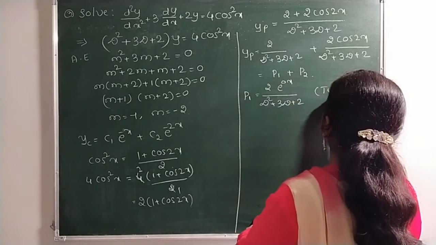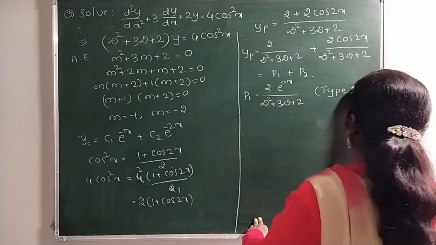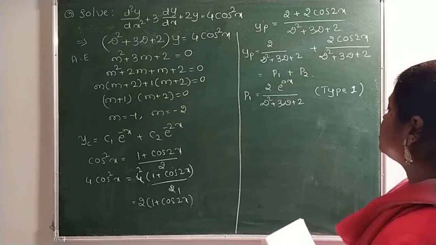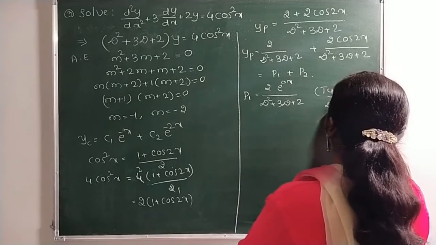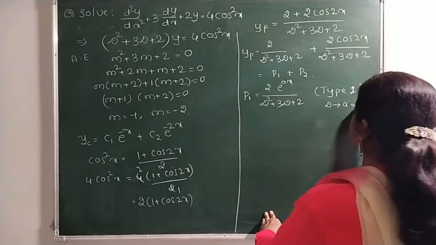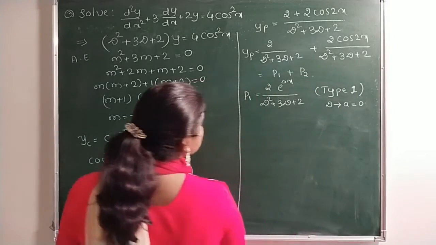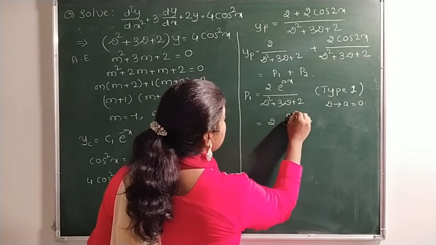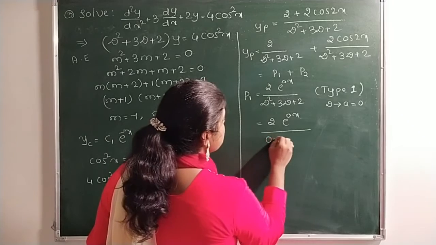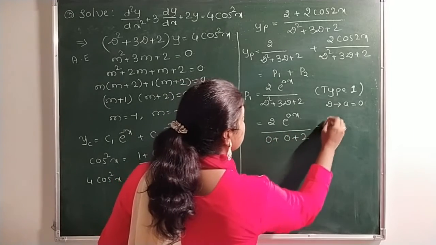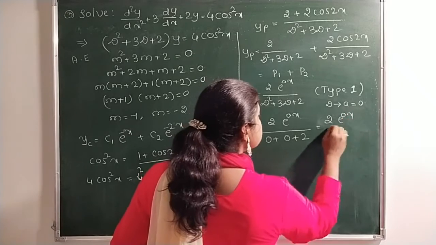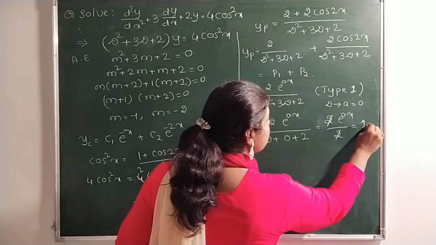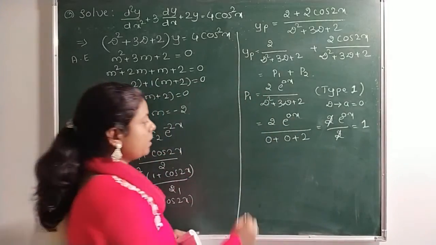Means here you have to apply type 1, because whenever you get the exponential term, that becomes the first type. That D you have to replace as a, that is 0. So it is 2 e to the power 0x divided by 0 plus 0 plus 2, that is 2 e to the power 0x divided by 2. 2 gets cancelled, e to the power 0x is 1. Means P1 value is 1.